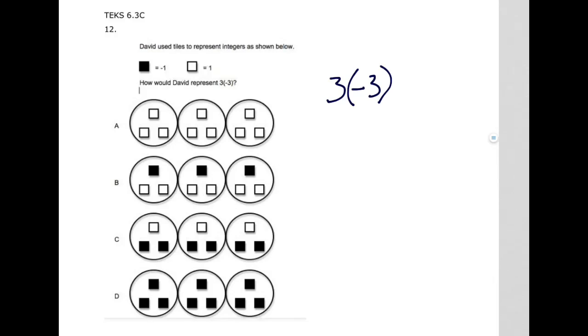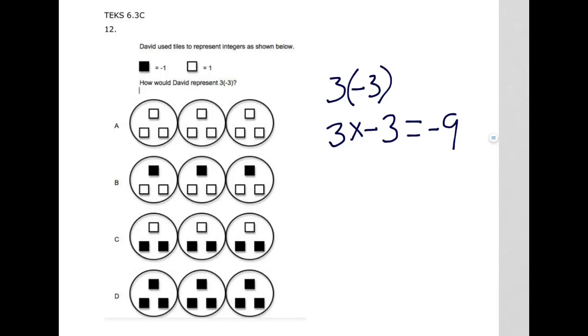parentheses -3? So when you have parentheses, that means to multiply. So that's the same thing as 3 times -3. And I know that 3 times -3 is -9, because when you have different signs and you're multiplying, that's a negative. So I have -9, which is my answer.